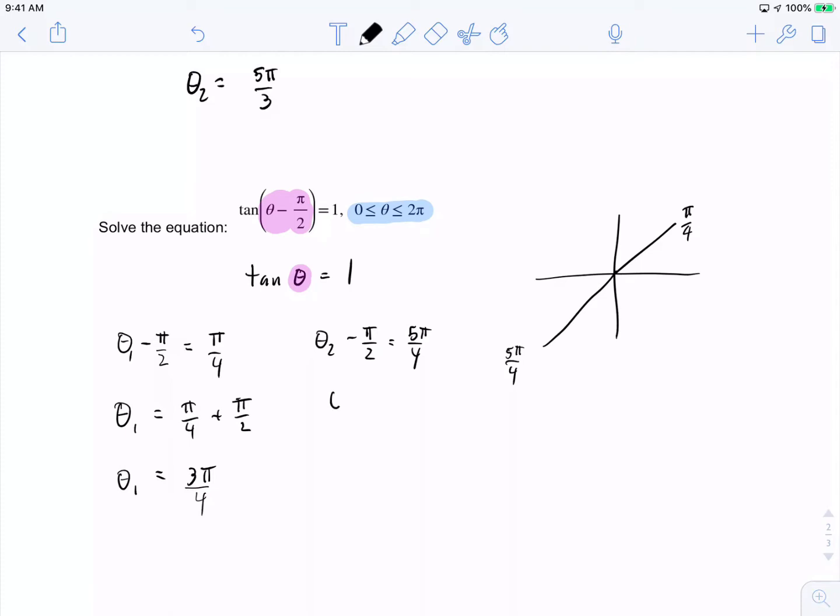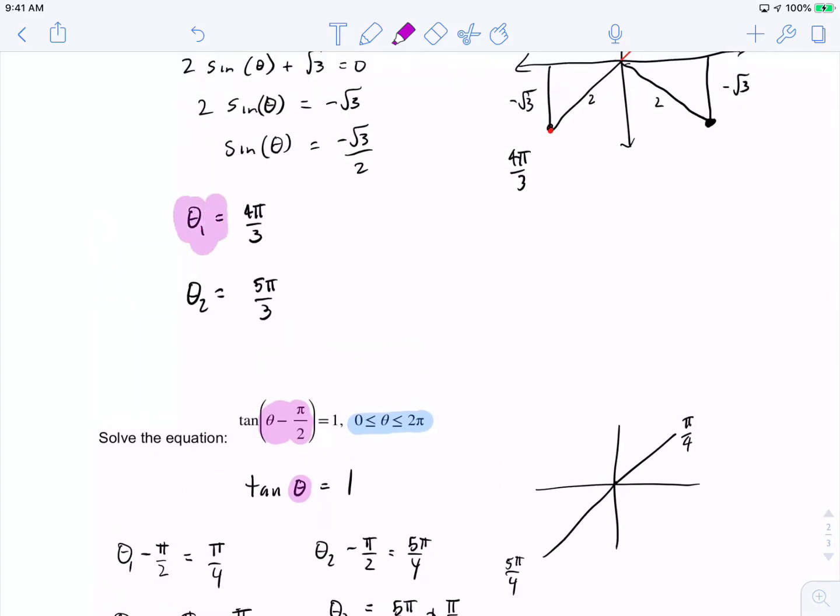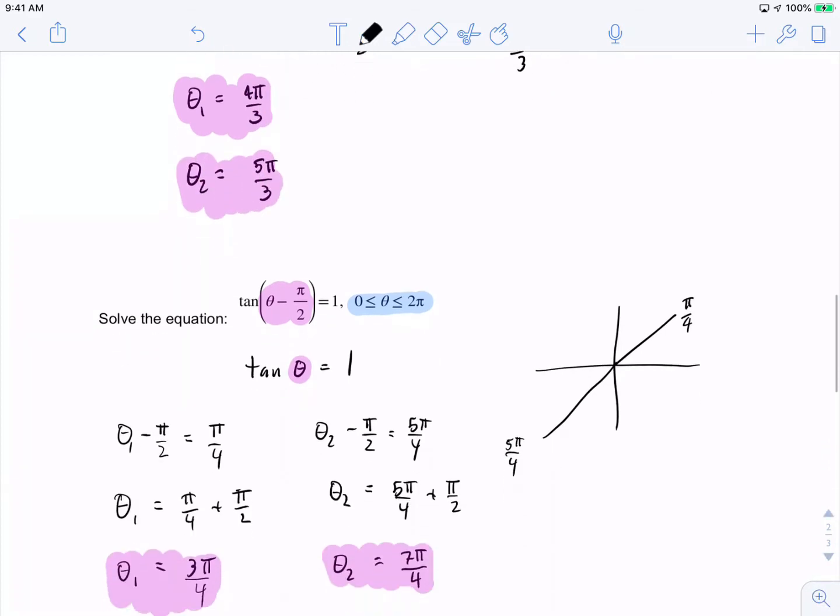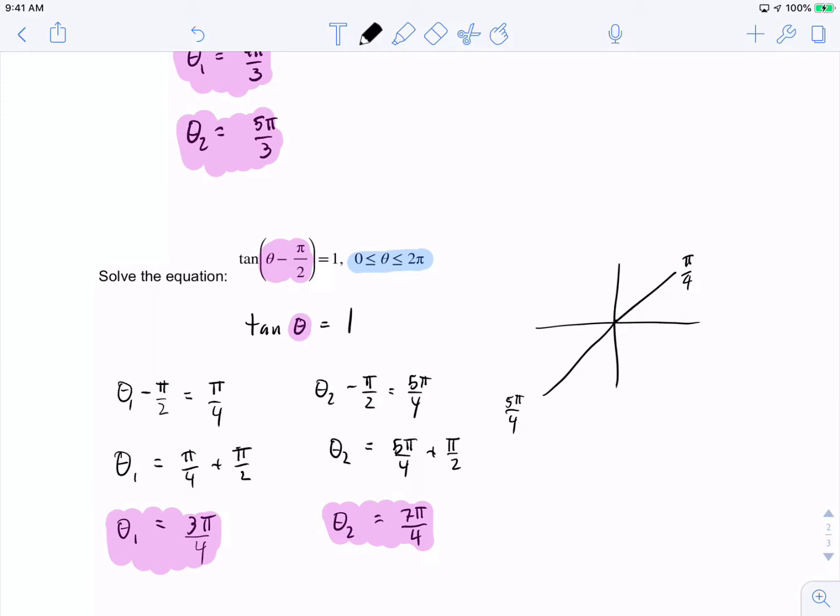And on the other side, 5 pi over 4 plus pi over 2 is going to give me a second answer of 7 pi over 4. And those are the 2 solutions for this one. This is one answer, and this is an answer. And then for this one over here, that would have been an answer, and that would have been an answer.